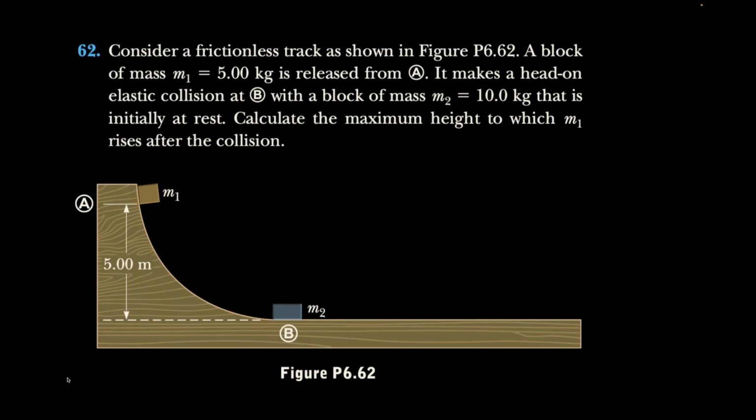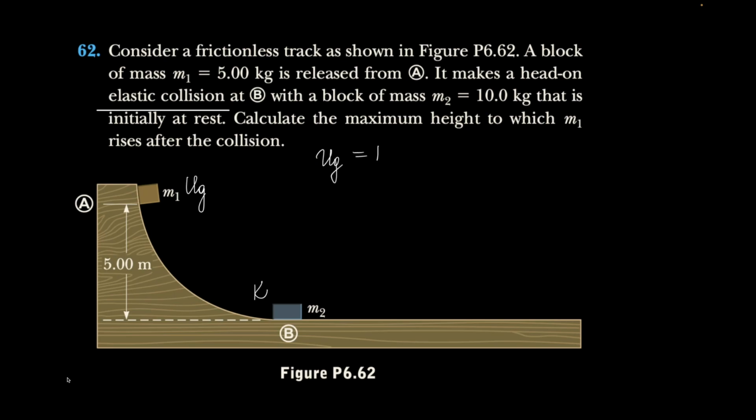It has gravitational potential energy to begin with. That gravitational potential energy turns into kinetic over here right before the collision. Then it makes a head-on elastic collision with that second block. Remember, elastic collision means that approach velocity equals separation velocity. Calculate the maximum height to which M1 rises after the collision.